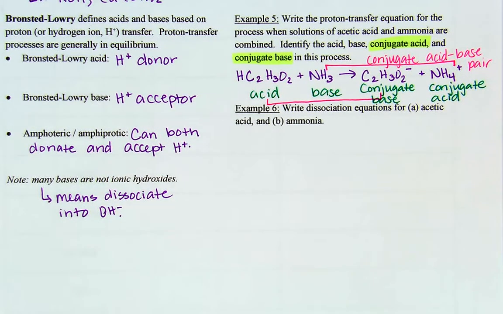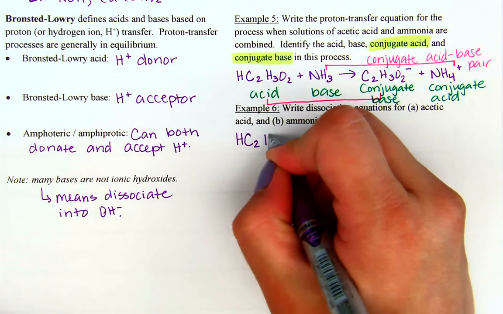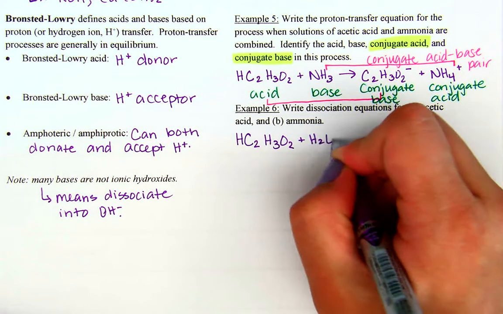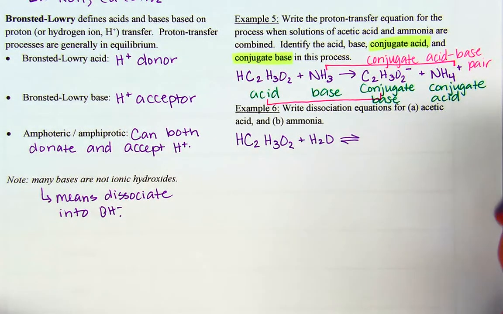Okay, example 6. Write the dissociation equations for A, acetic acid, and B, ammonia. All right, let's do acetic acid first. So acetic acid, HC2H3O2, plus H2O. We're going to add that to water. And this is going to be in equilibrium.